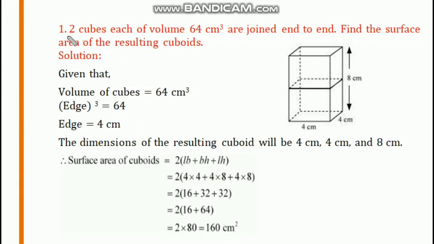Students, let's discuss exercise 13.1. First sum: two cubes, each of volume 64 cm³, are joined end to end. Find the surface area of the resulting cuboid.